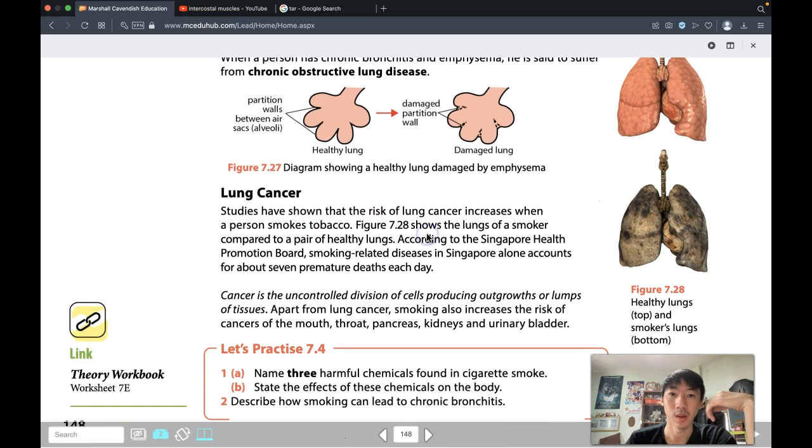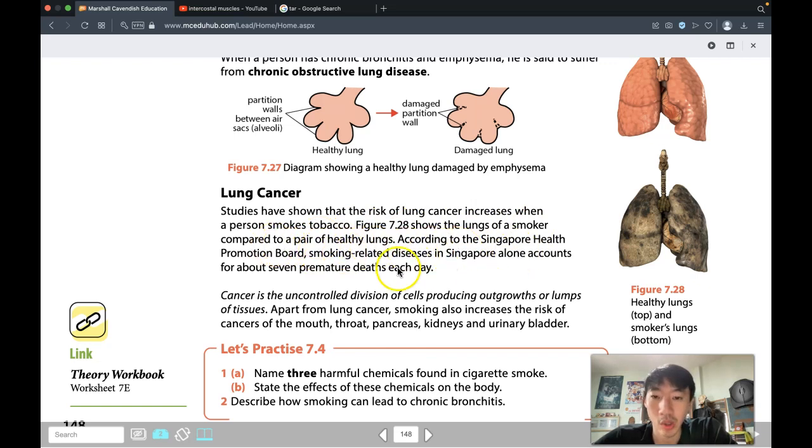Okay. Then let's also talk about lung cancer. So as I said before, our lungs should normally be pink and they should look healthy. If you start to see that a lung is looking black and charred like this, you know that there's some damage already. There's definitely something wrong. So studies have shown that the risk of lung cancer increases when a person smokes tobacco. Okay, this shows a lung of a smoker compared to a pair of healthy lungs.